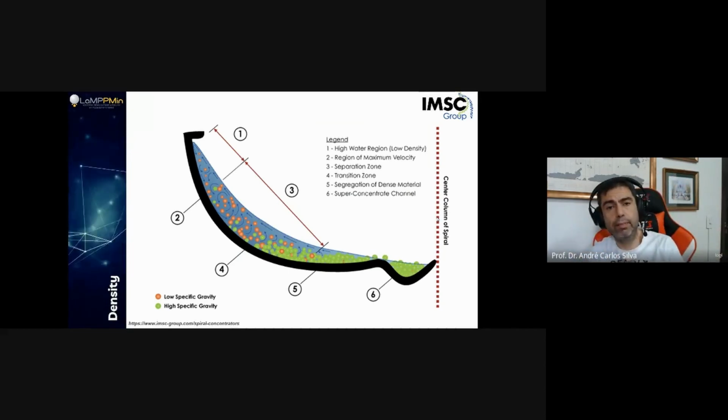Okay, what is going to happen is the material with high density is going to be close to the center of the equipment, to the right-hand side in this picture. So it comes into the middle. It doesn't suffer too much from the velocity, from the tangential velocity fields that are in it.